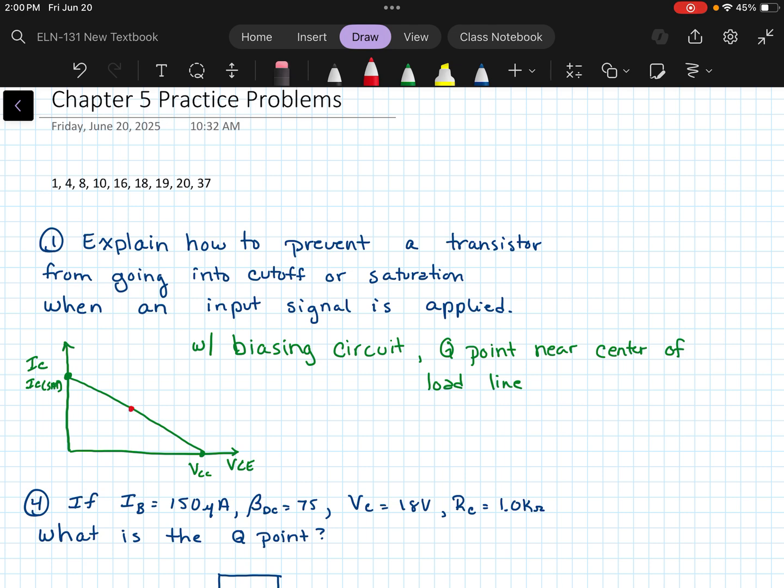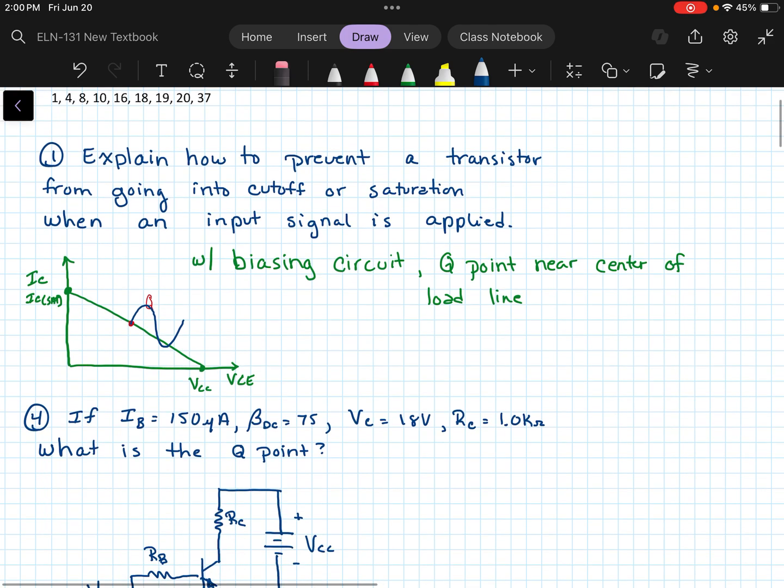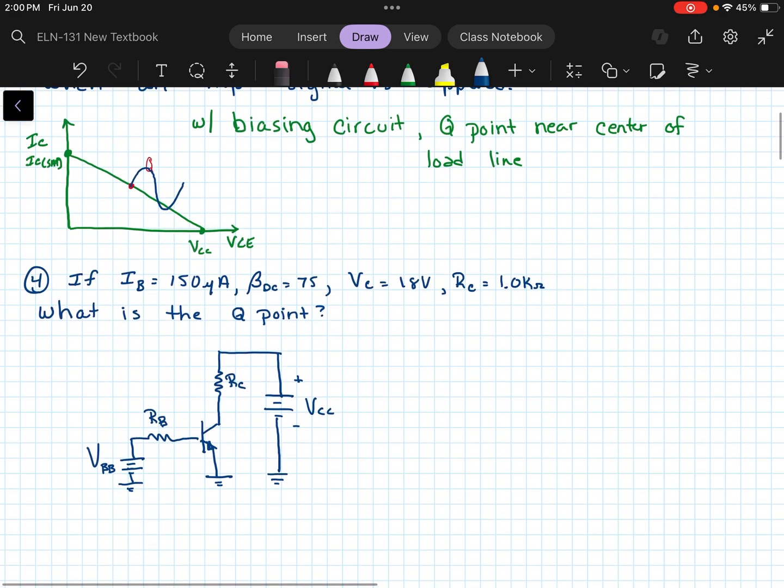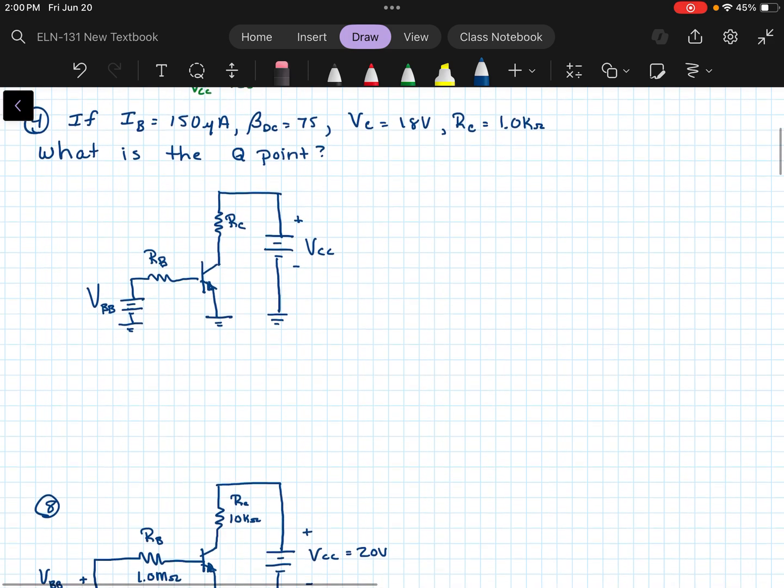And so what you want to do is, when you draw your load line, try to stay with your design, try to stay somewhere in the middle for that Q point, and that way when you introduce your sinusoidal waveform about that point, you'll stay somewhat in the same area without cutting off your waveform or distorting it in some way. Okay, let's work some problems now.